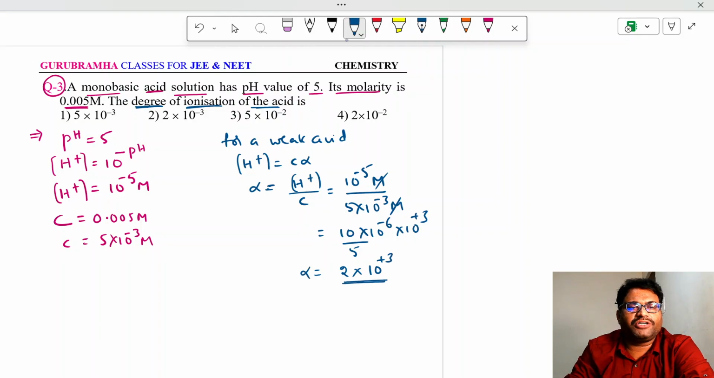So do we have that option? 2 into 10 power minus 3. What is that answer? 2 into 10 power minus 3. Minus 6 plus 3 gives minus 3, right? So this is the answer. Okay.